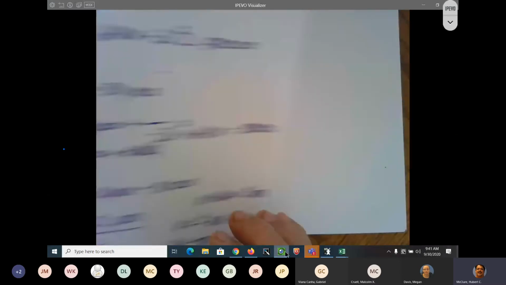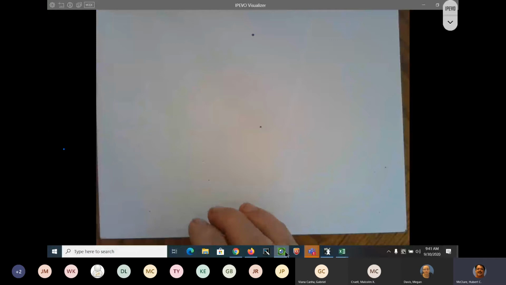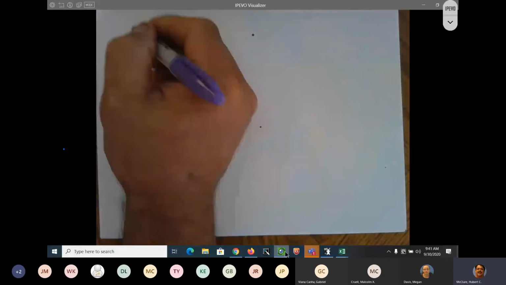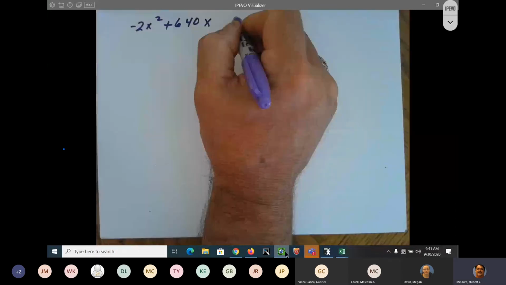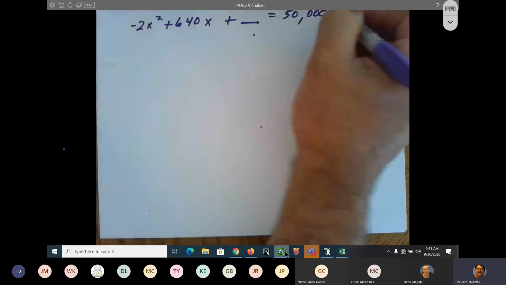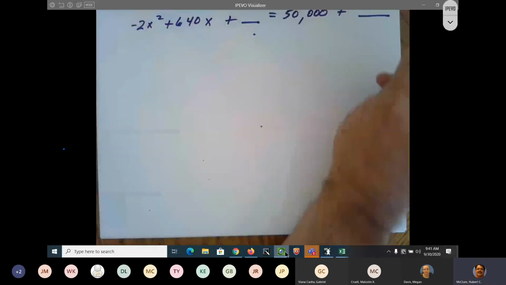And this is not going to be a test question because this takes too long. Negative 2x squared plus 640x plus blank is equal to 50,000 plus blank.